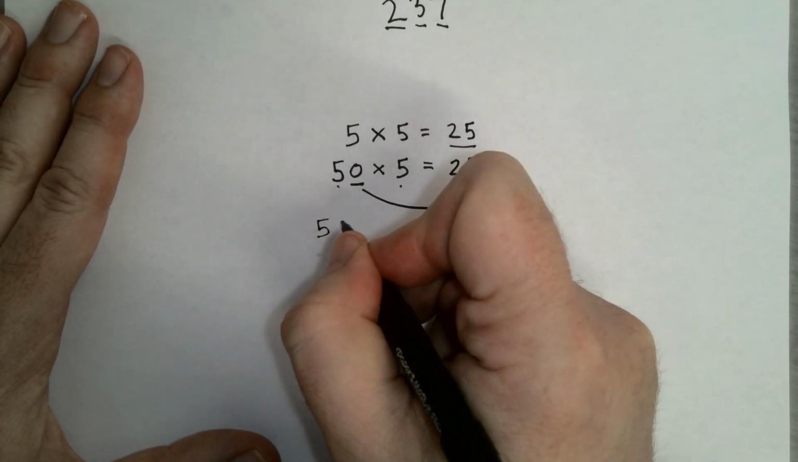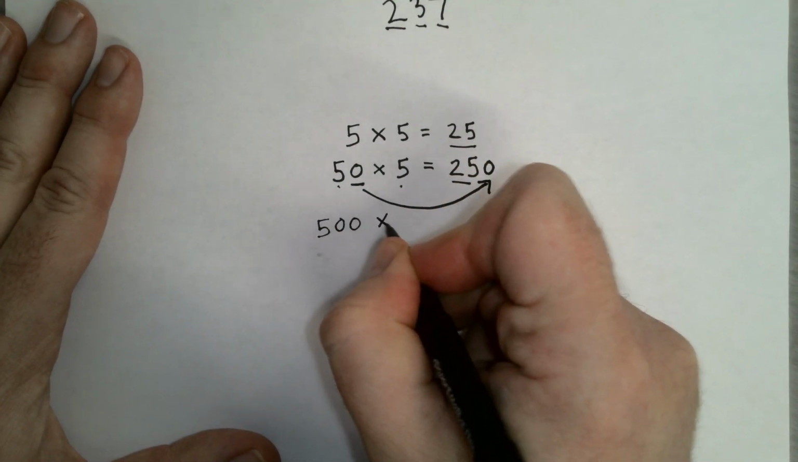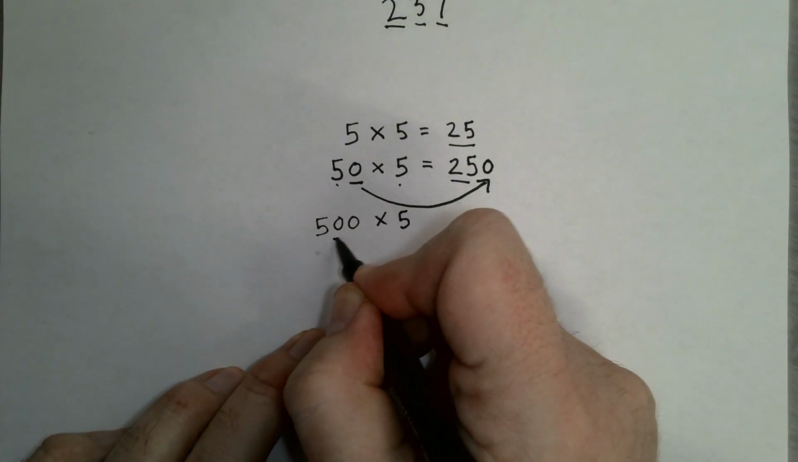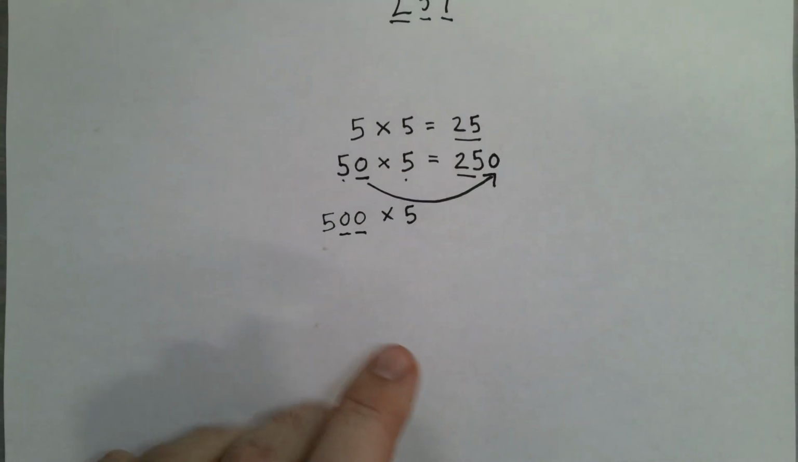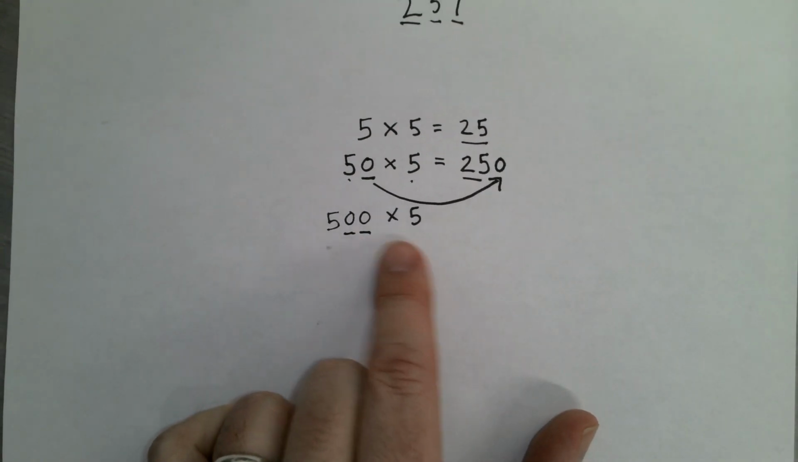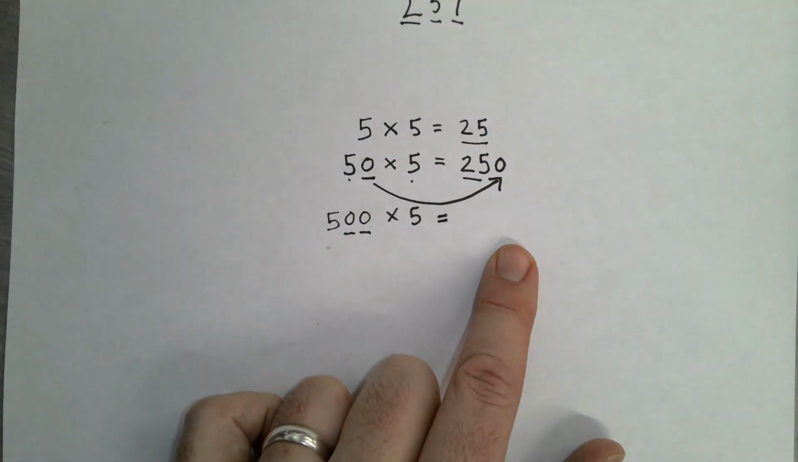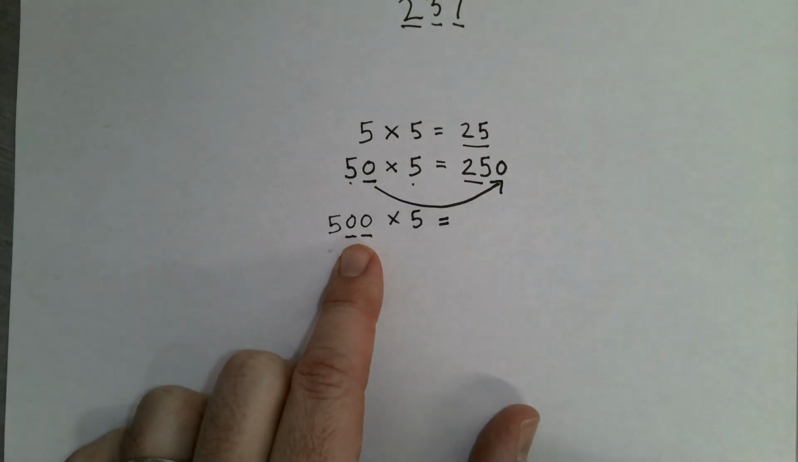Let's say that we had 500 times 5. Using my little trick here, I'm just going to underline those zeros. And I'm going to remember that those zeros will end up coming back to this other side of the product at the end.